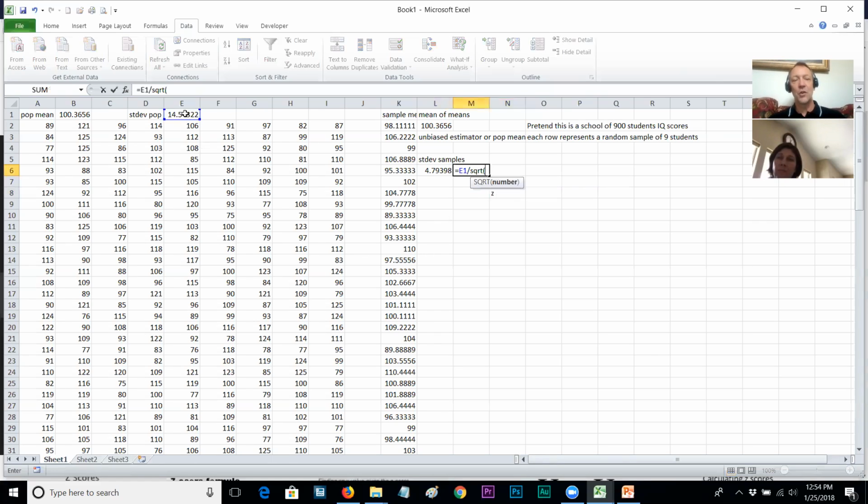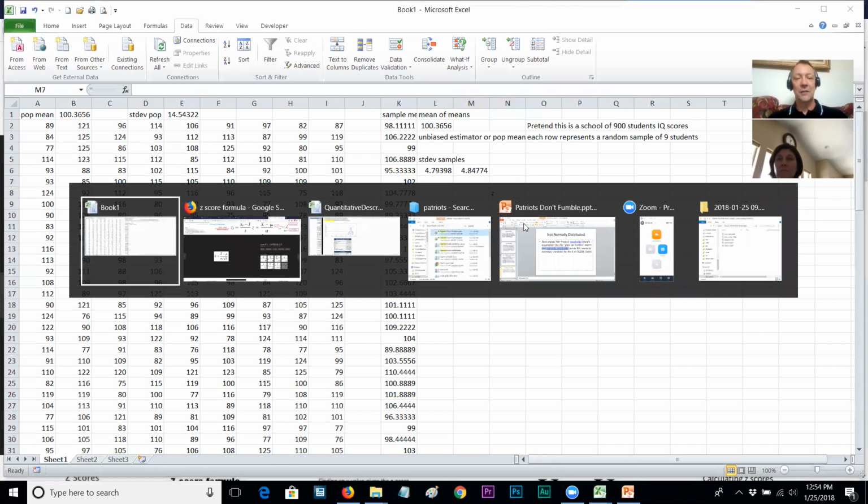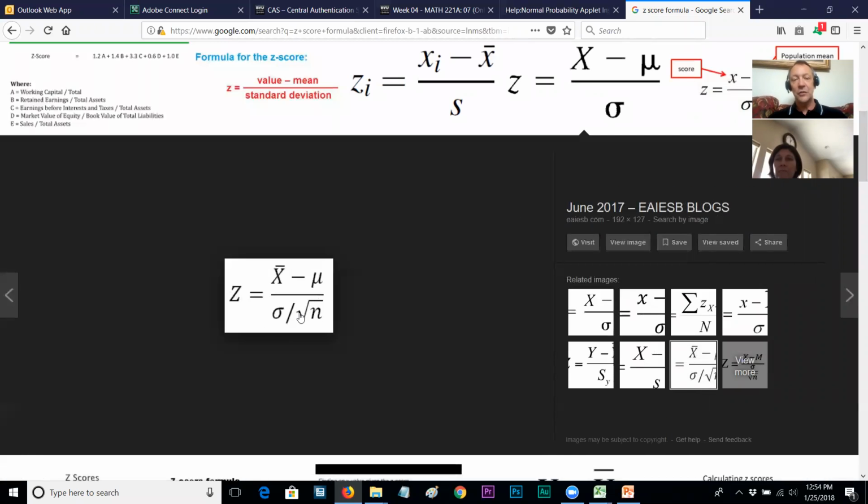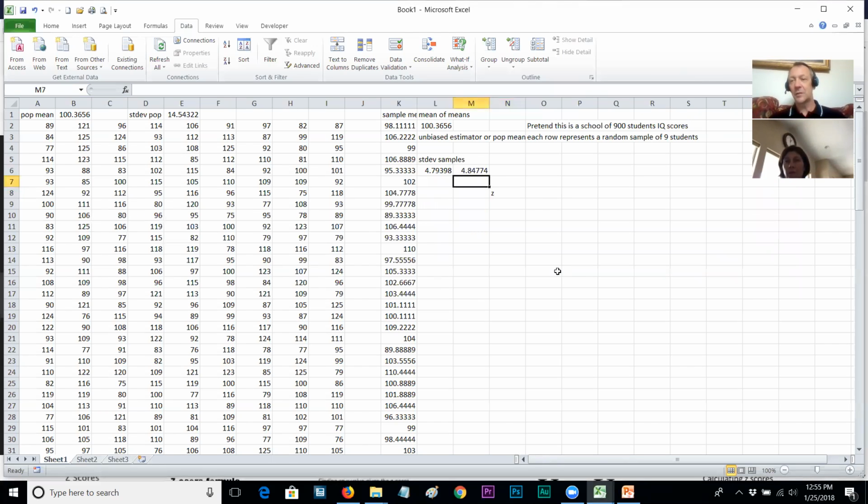Now, since each row is 9 students, I'm going to put a 9 here. My sample size is 9. And so if I take the population standard deviation and divide by the square root of 9, I'm going to get an answer that's very close to 4.79, 4.84. See how close that was? So that's the relationship between these two things. If you take your population standard deviation divided by the square root of your sample size, you'll get a very similar answer here. So it's a good estimator.